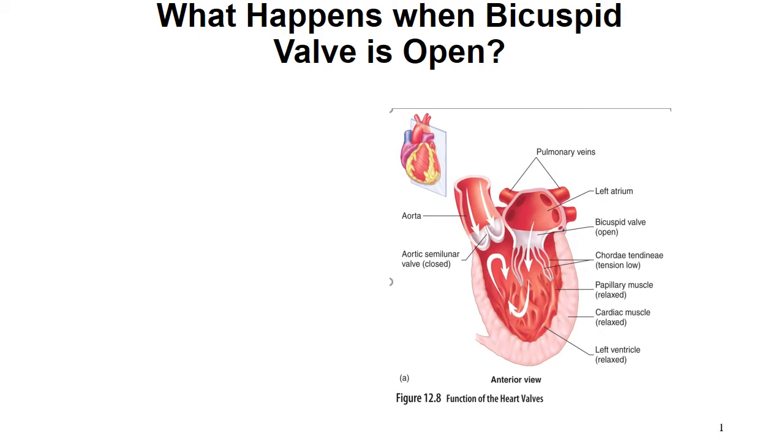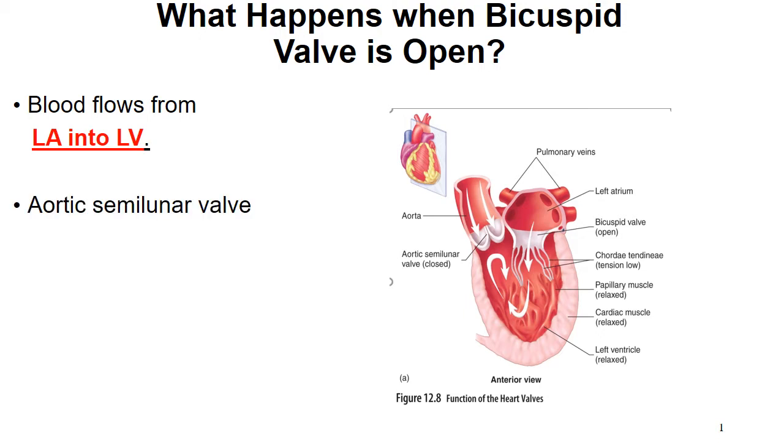So we're going to focus primarily on the left side of the heart. This also occurs on the right side, but for simplicity's sake, we're just going to look at one half of the heart. What I want you to understand is how the valves are opening and closing in conjunction with one another. So what happens when the bicuspid valve is open? Blood is going to flow from the left atrium to the left ventricle.